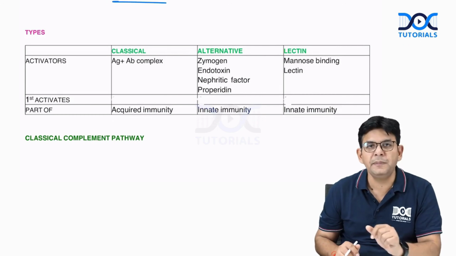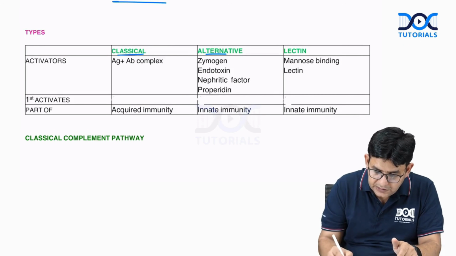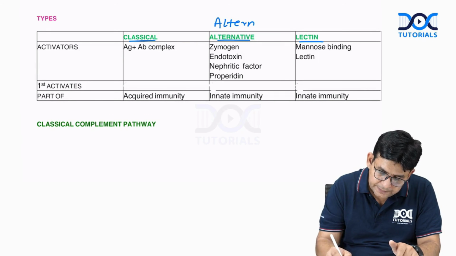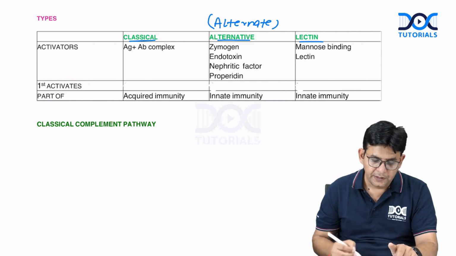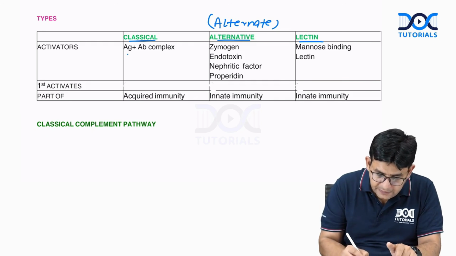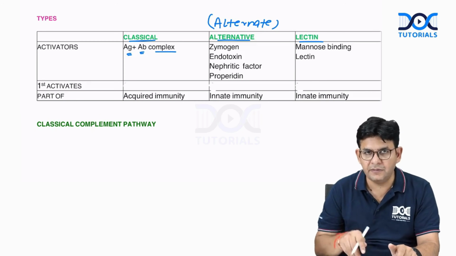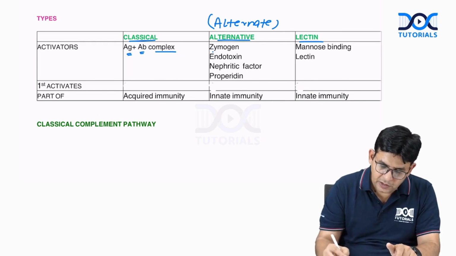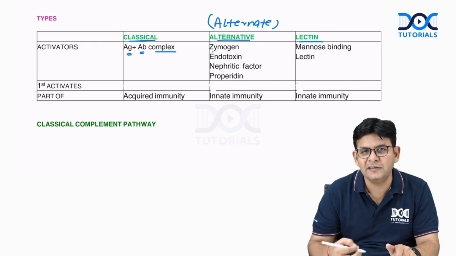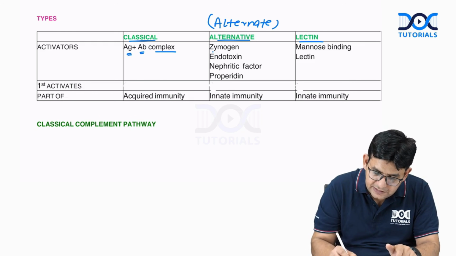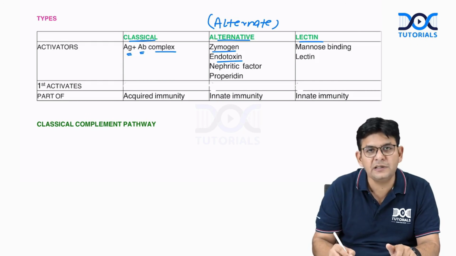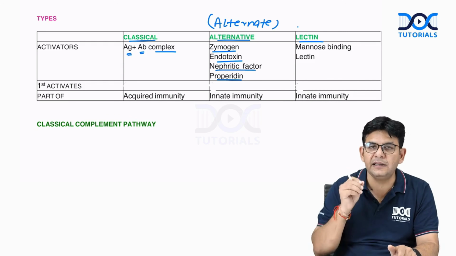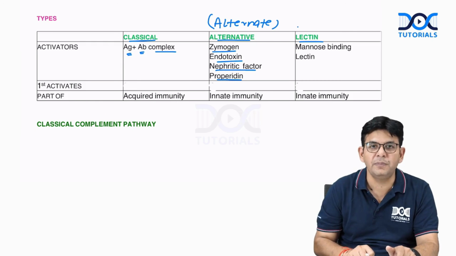What are the various types of complement pathway? One is classical, one is alternate, and one is lectin. What are the activators? The activator of the classical pathway is the antigen and antibody complex. I will tell you how it activates. Which antibodies are involved? IgM and IgG both. Whereas in the alternate complement pathway, these are the activators: zymogen, endotoxin in the gram-negative bacteria, nephritic factors, properdin.